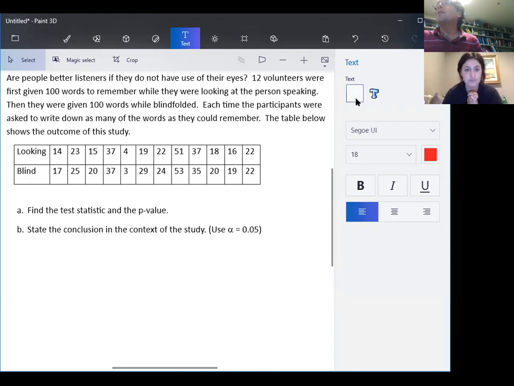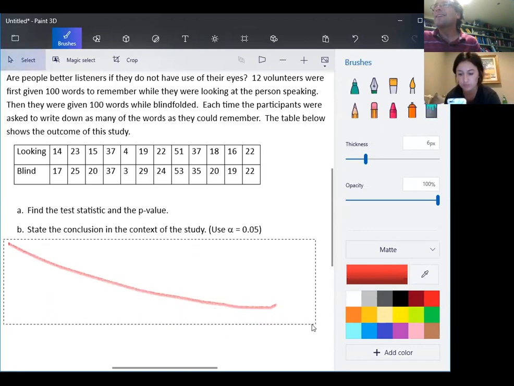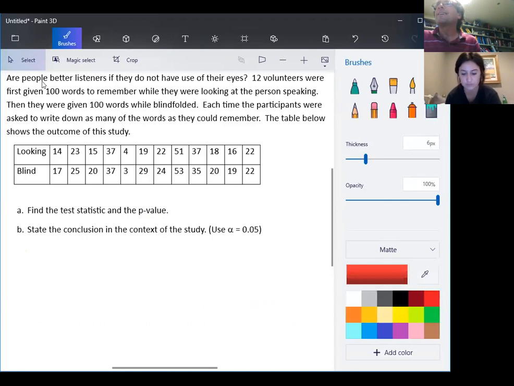So let me go and let's write down the hypotheses. Whoops, that's not what I meant to do. See if I can get rid of that. One more try.